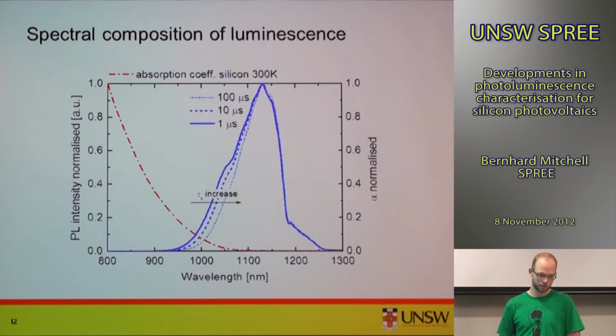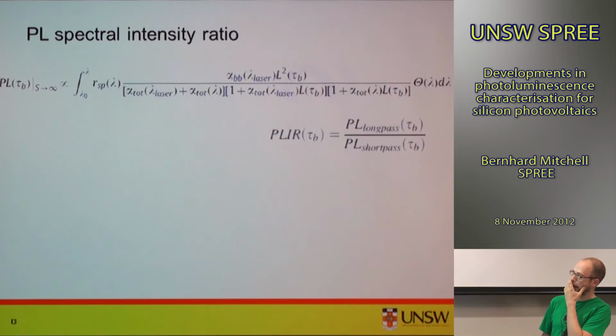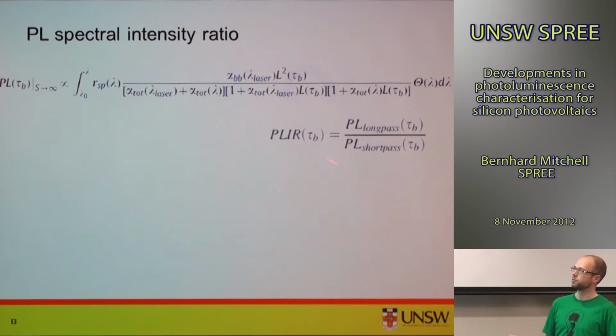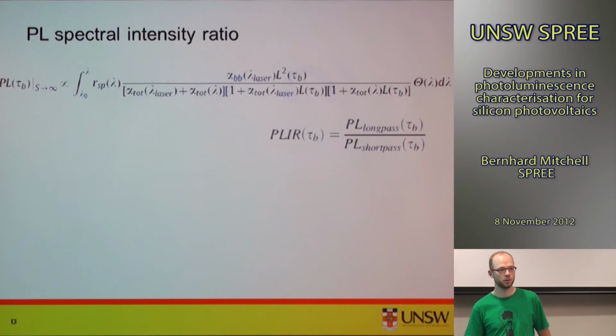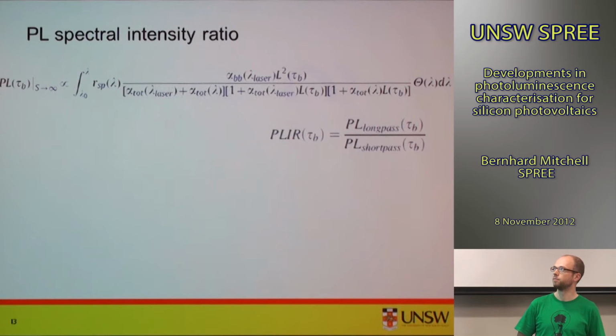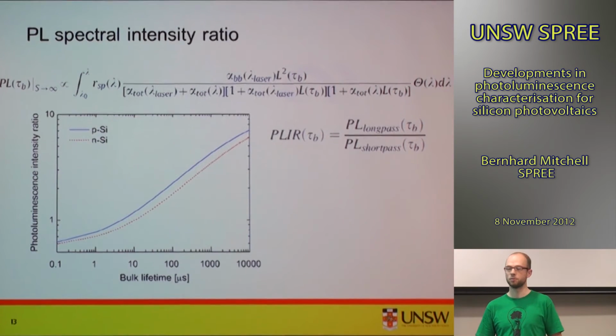So what we do experimentally is that we measure 2 images, one with a short pass and one with a long pass filter, and we put that into a ratio. And that has several advantages. It cancels out a lot of things, like the doping constant, it cancels out refraction properties, and we can then plot the transfer function of this intensity ratio as a function of bulk lifetime, which allows us to transfer measured intensity ratios into bulk lifetimes.